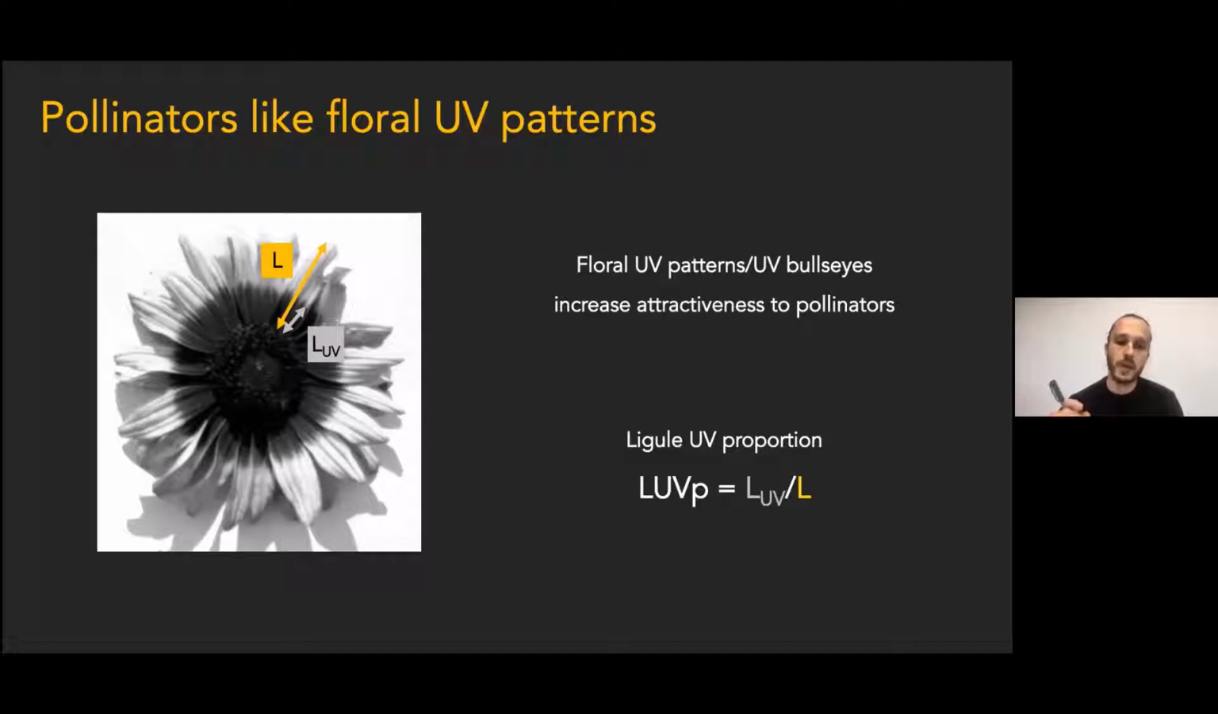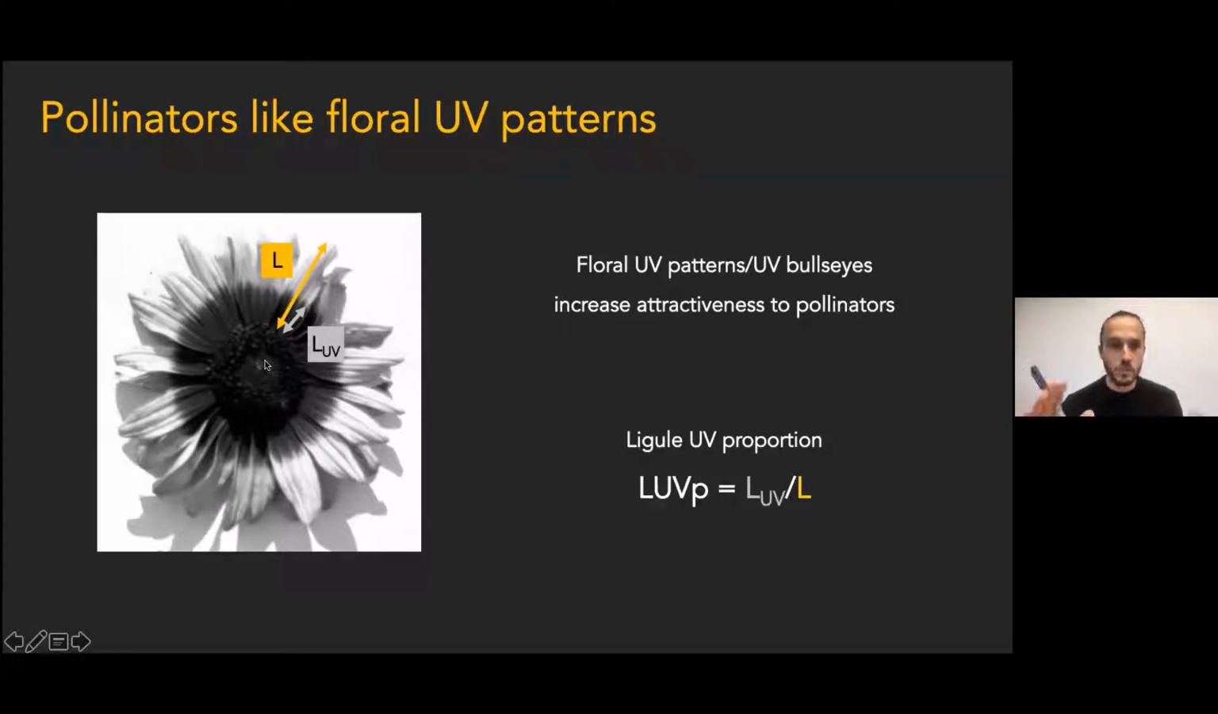A sunflower is radially symmetric, of course, so it's easy to measure the size of this UV bullseye as what we call ligule UV proportion, which is just the length of the part of the ligule that is UV absorbent divided by the full length of the ligule.